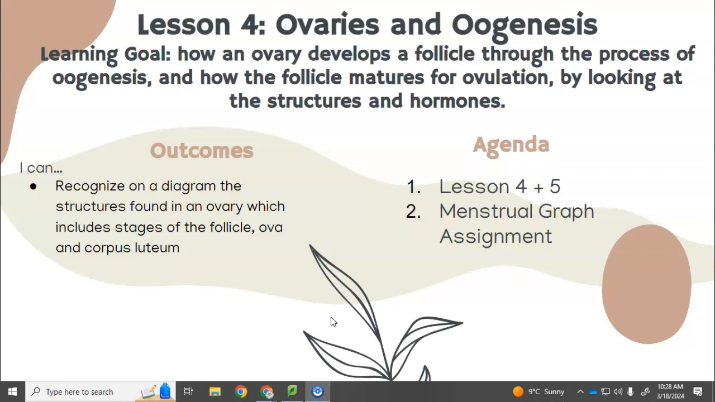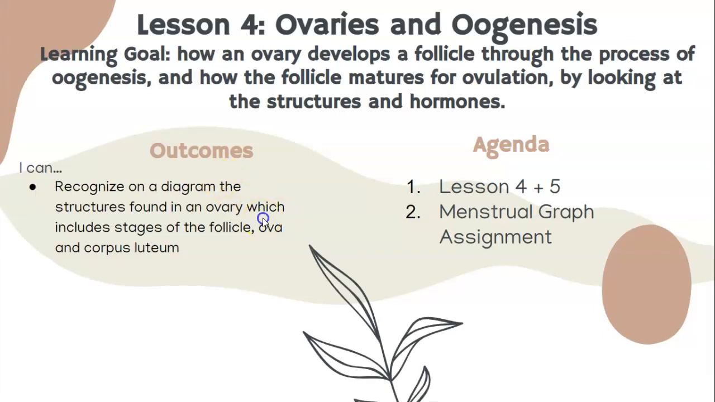So what we're going to do today is talk about how the ovaries develop a follicle, and we're going to match it to the process of oogenesis. And we're going to look then at the diagram of the ovary and really start to understand what stages are found in the ovary at the follicle, ova, and corpus luteum stages.